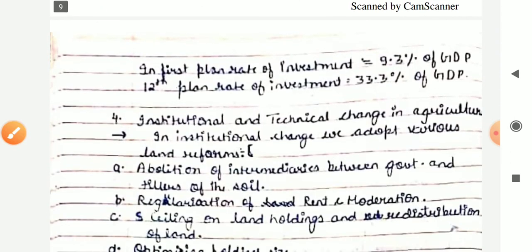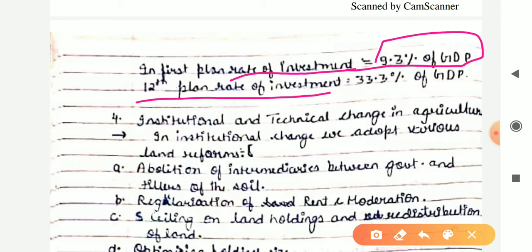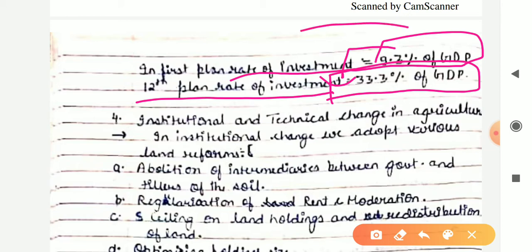In the first plan, the rate of investment is 9.3% of GDP, and at the 12th plan the rate of investment is 33.3% of GDP. There is also a huge hike in the GDP contribution of investment. Okay, 9.3% to 33.3%. You can also search the present rate of investment of our country.